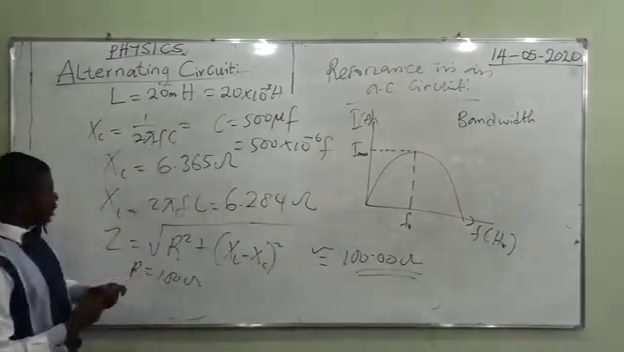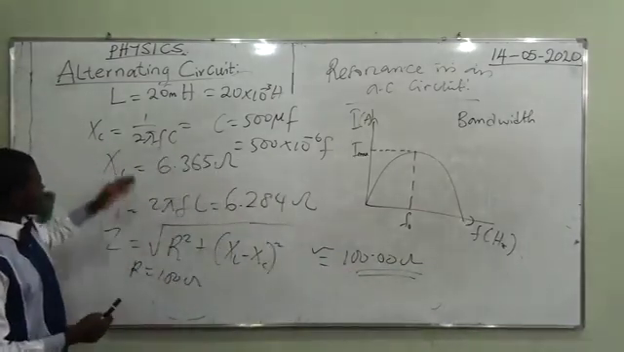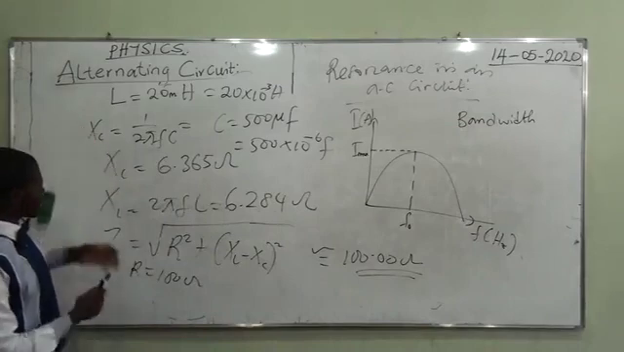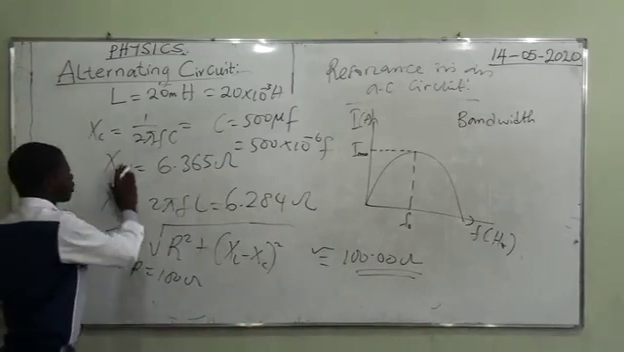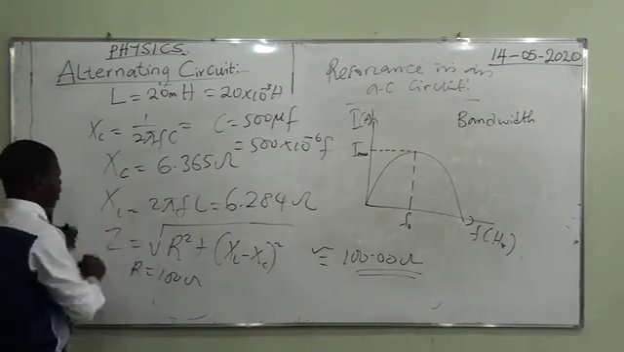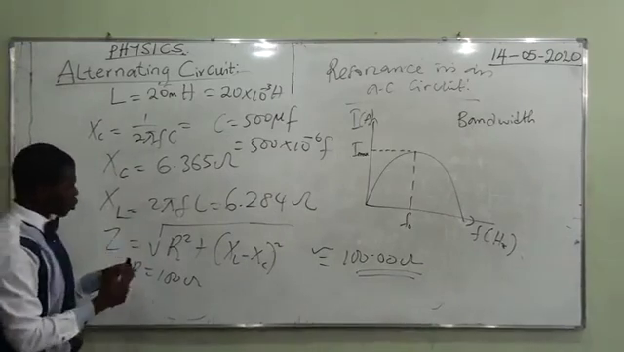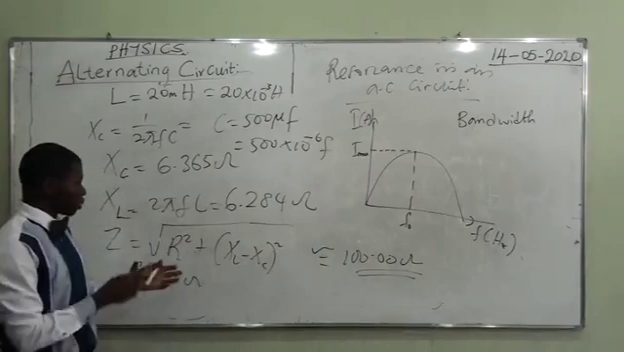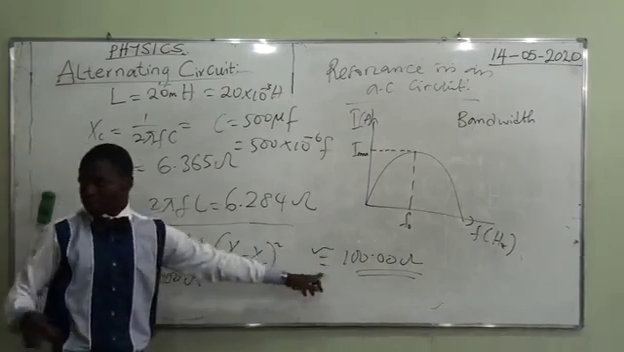So students, I believe it's not difficult for you. Since you have gotten your XC and XL, please don't confuse yourself. This is your XC, and then this is XL. Just quickly substitute them here and punch very well. You arrive at the answer.